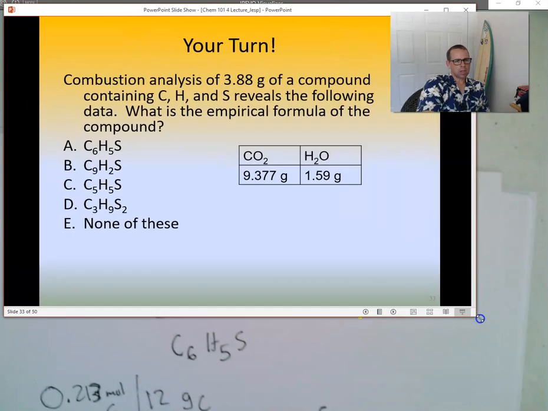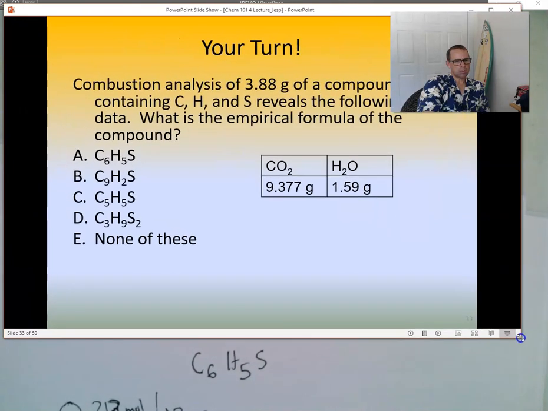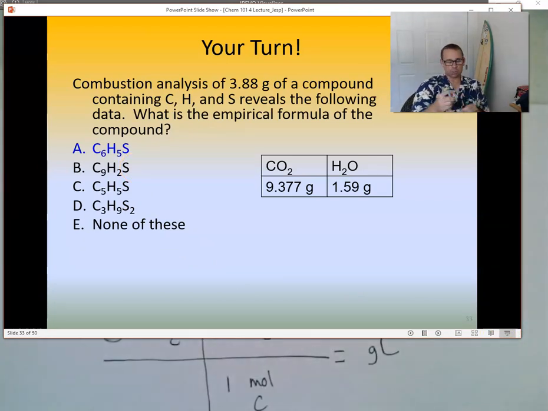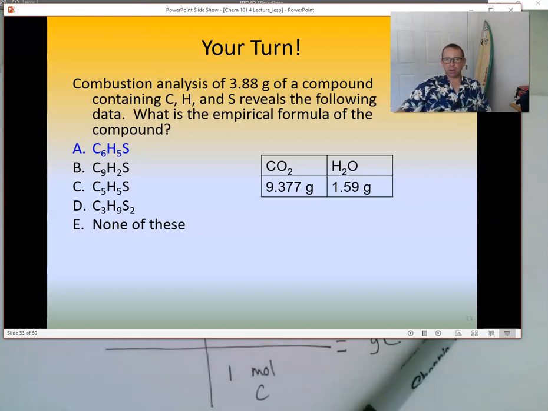No. It's not? Oh wait, it's A. It's A! Hooray! We got the answer. That's a lot of work. Fabulous job. But isn't that a powerful thing? You can burn the material, find out how much carbon dioxide and water came off, and then you can find out the empirical formula from that. Good job for today. Thank you.